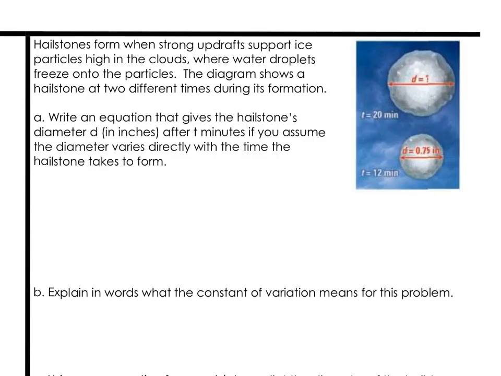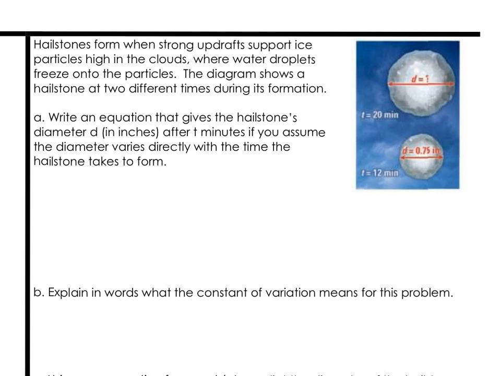No lesson is complete without an application problem. Hailstones form when strong updrafts support ice particles high in the clouds, where water droplets freeze onto the particles. The diagram shows a hailstone at 2 different times during its formation. Write an equation that gives the hailstone's diameter d in inches after t minutes if you assume the diameter varies directly with the time the hailstone takes to form.